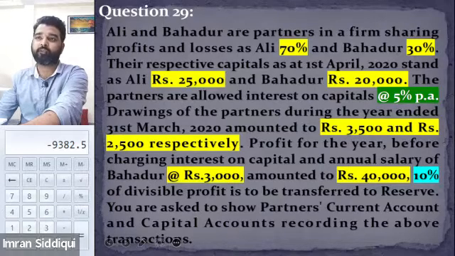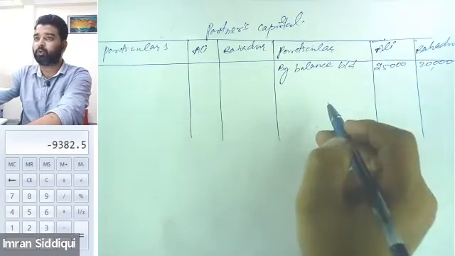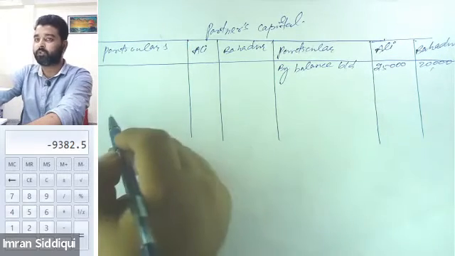You can see the drawings by the partners in this question are 3,500 and 2,500 respectively. This drawing cannot be recorded under the partner's capital account. That means no other transaction will be recorded under the partner's capital account. This is the opening balance, and this will remain the closing balance as well.